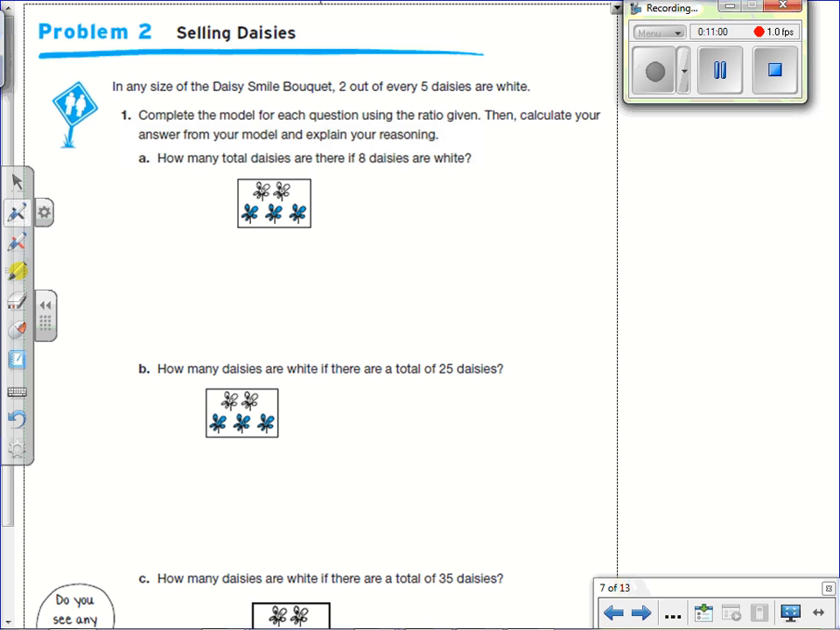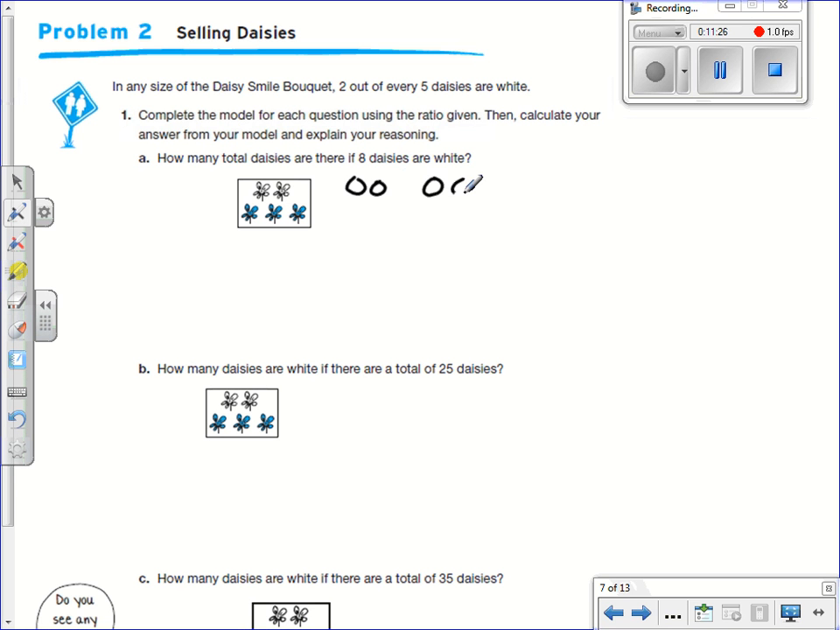Okay. In any size of the daisy smile bouquet, 2 out of every 5 daisies are white. Complete the model for each question using the given ratio. Then calculate your answer from your model and explain your reasoning. So how many total daisies are there if 8 daisies are white? I would draw, and I'm not going to draw perfect daisies, but I would draw 2, 2, 2. Okay, so we got 1, 2, 3, 4, 5, 6, 7, 8 white daisies. I'm just going to represent these as the others.